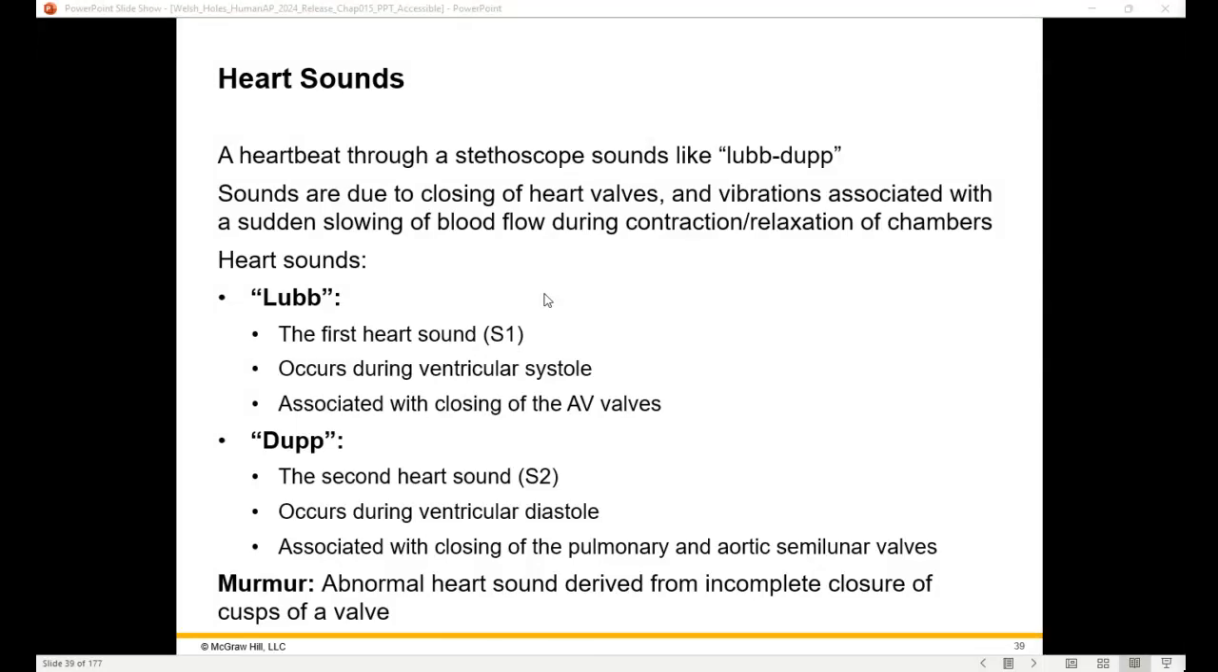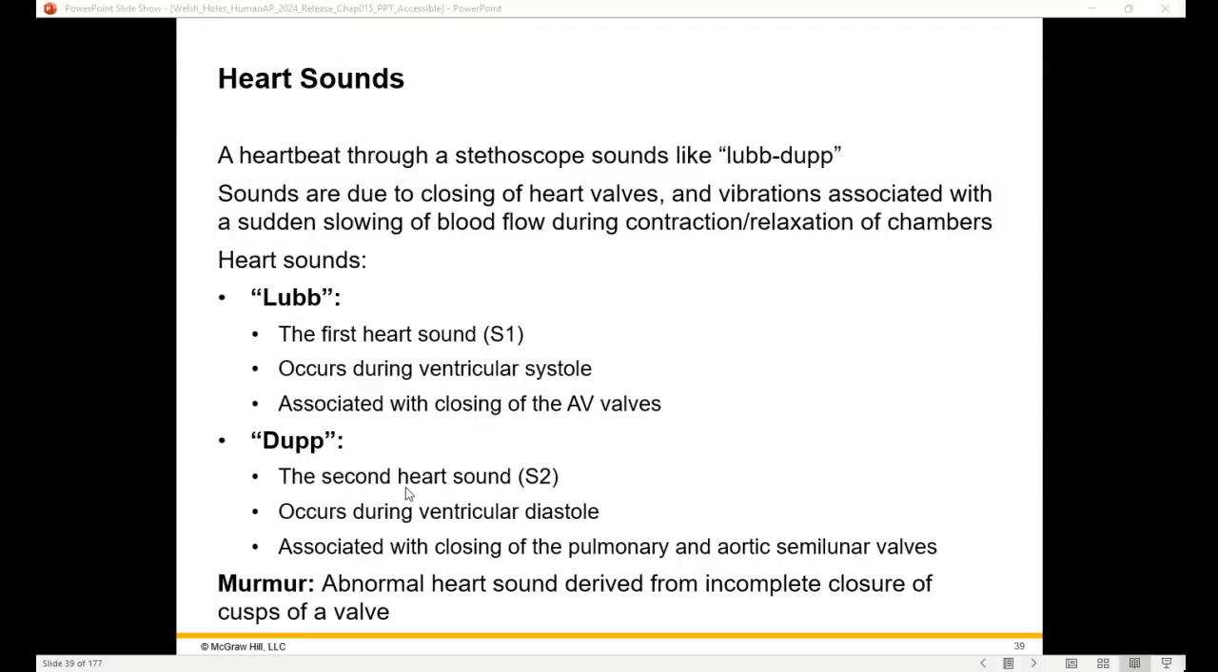And now, heart sounds. This can tell a doctor about what's going on in the heart as well, or the nurse. So a heartbeat through a stethoscope sounds like a lub-dub, we say. Sounds are due to the closing of the heart valves and vibrations associated with a sudden slowing of the blood flow during contraction and relaxation of the chambers. So first of all, the lub. This is the first heart sound, or the S1. It occurs during ventricular systole. It's associated with the closing of the AV valve.